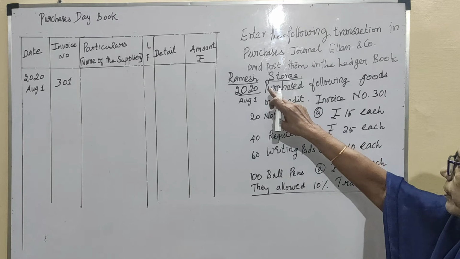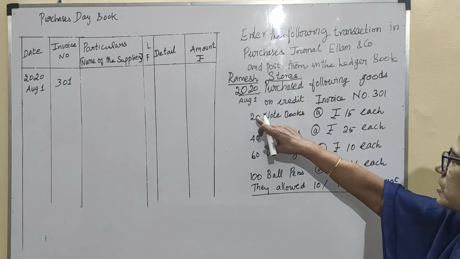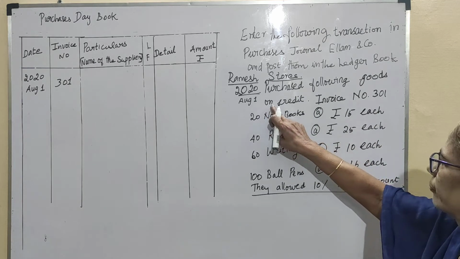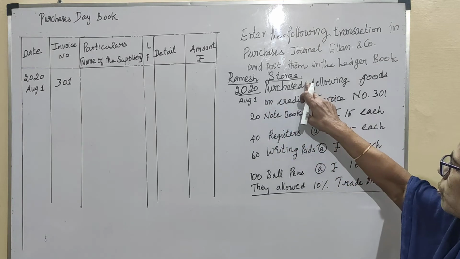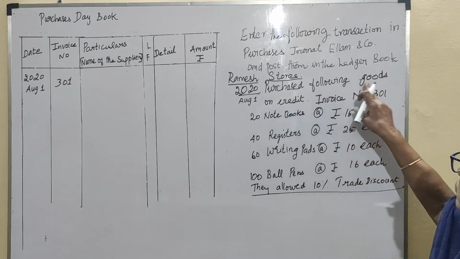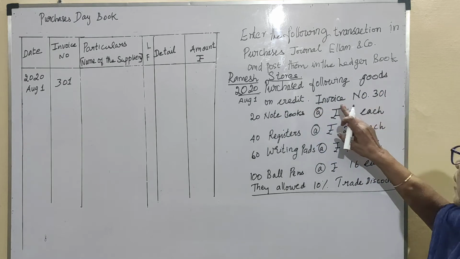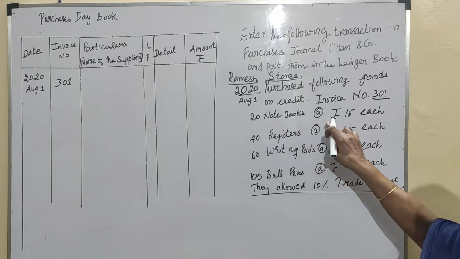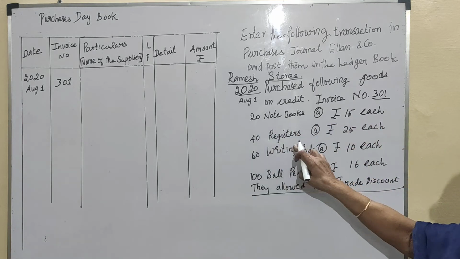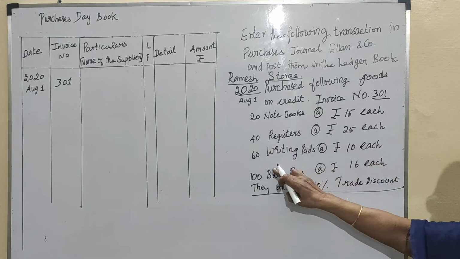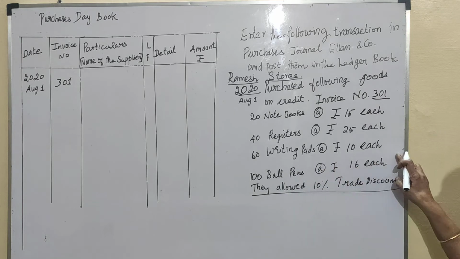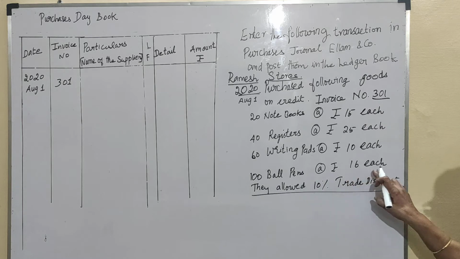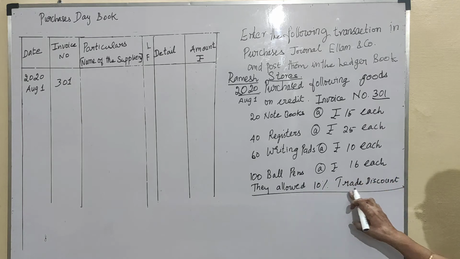From Ramesh and Stores, they purchased the following goods on August 1st. That means from Ramesh and Stores, on 2020 August 1st, they purchased the following goods on credit basis. Invoice number is 301. 20 notebooks at rupees 15 each, 40 registers at rupees 25 each, 60 writing pads at rupees 10 each, 100 ball pens at rupees 16 each. They allowed 10% trade discount.